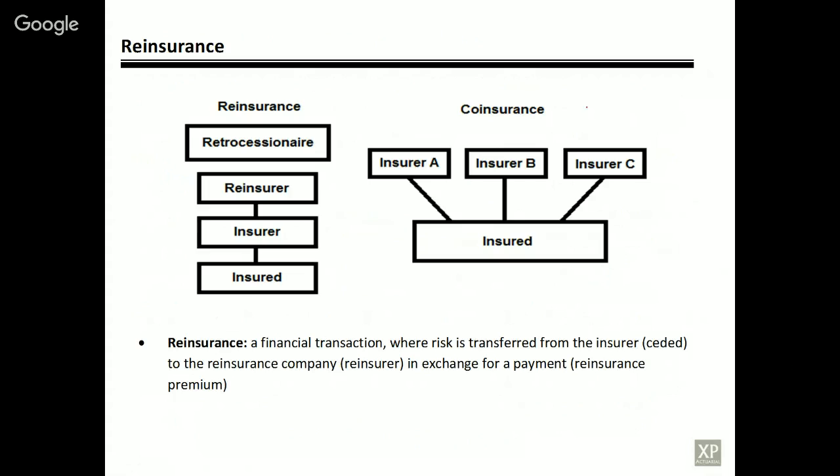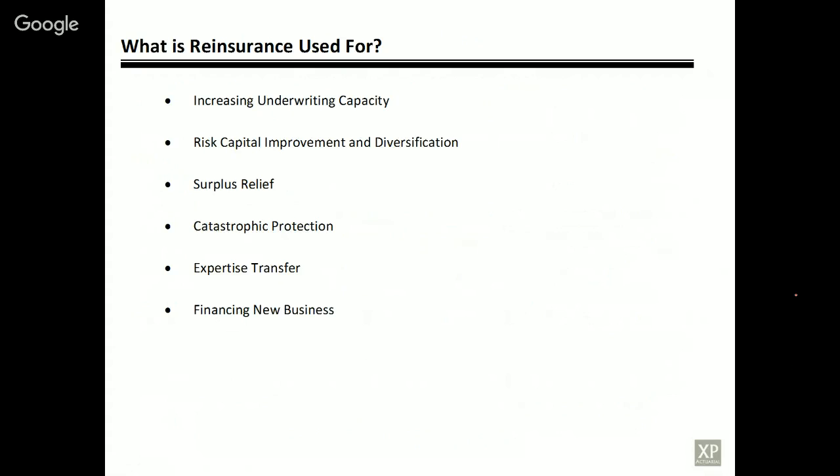Now, this differs from co-insurance, where you have multiple insurers insuring the same risk. You can see here each insurer is sharing in this risk, whereas in this reinsurance chain, the reinsurer is insuring the insurer, and the insurer is insuring the insured, and so on. So what is reinsurance used for? It's used for increasing underwriting capacity, risk capital improvement and diversification, surplus relief, catastrophe protection, expertise transfer, and financing new business.